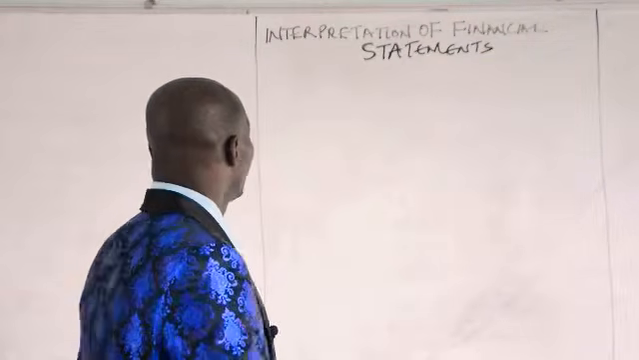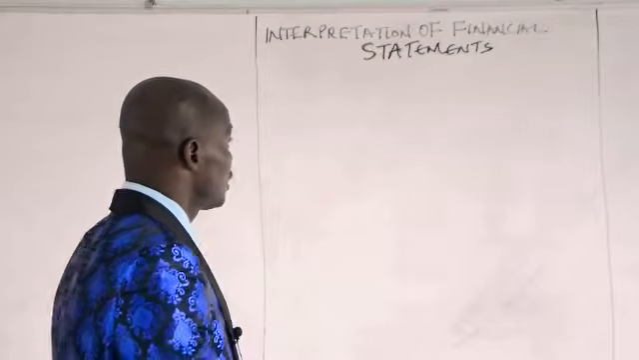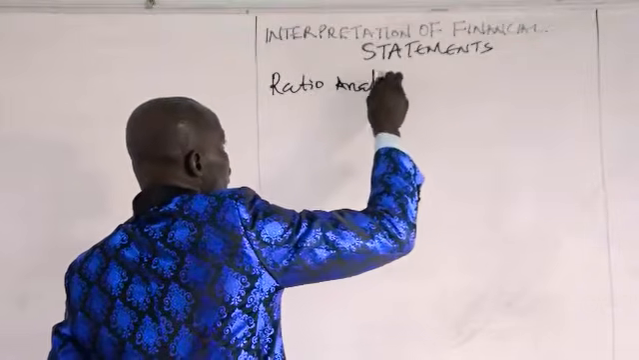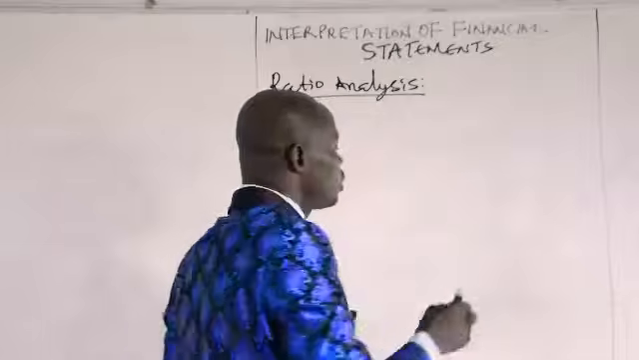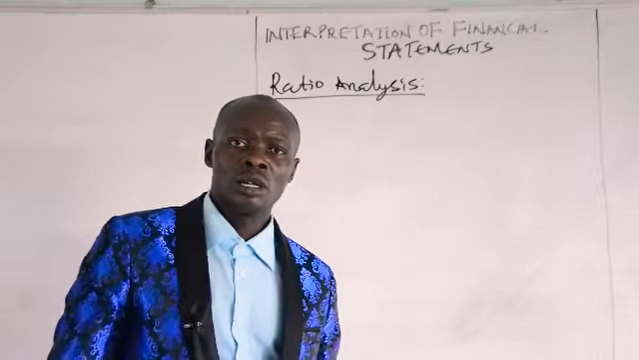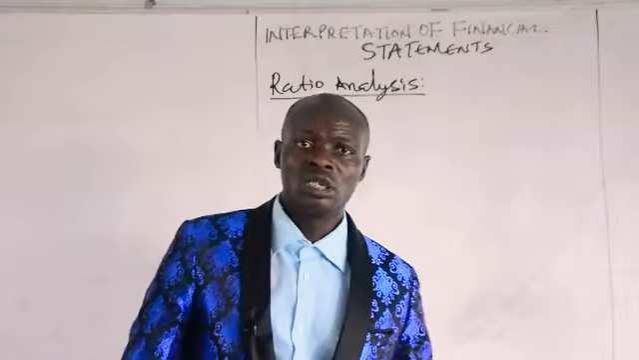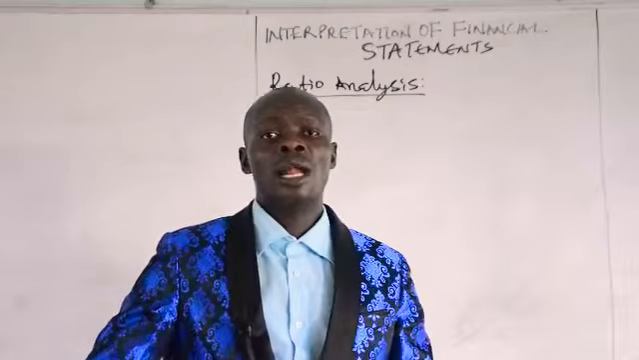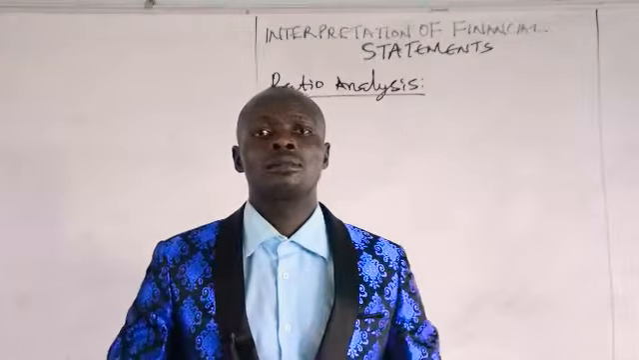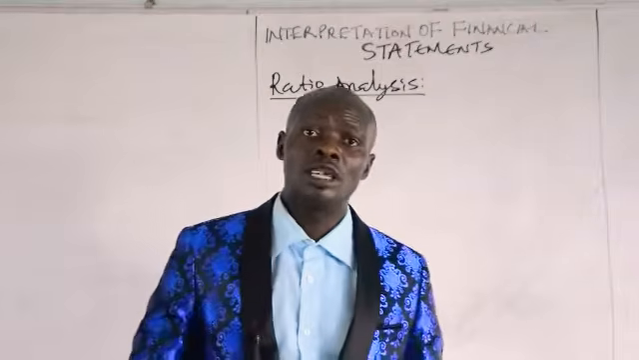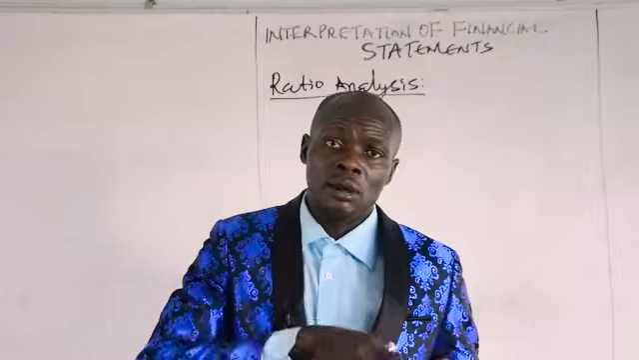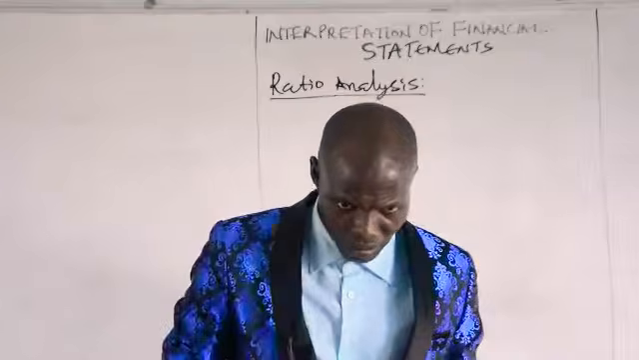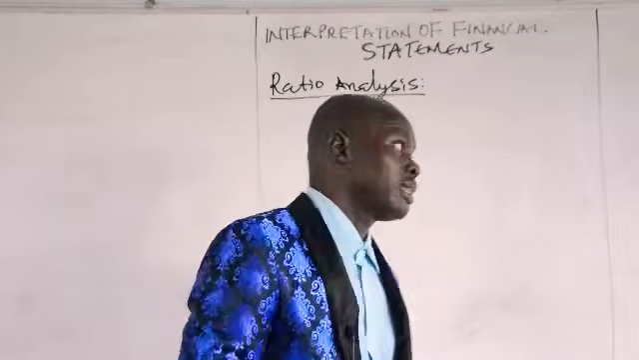So, interpretations of financial statements. So, giving rise to ratio analysis. Ratio analysis. What do you mean by ratios? Ratios show the comparison or the relationship between one item of the financial statement and the other items within the same financial statement. I've told you that it shows the relationship between one item of the financial statement and the other items of the same financial statements.